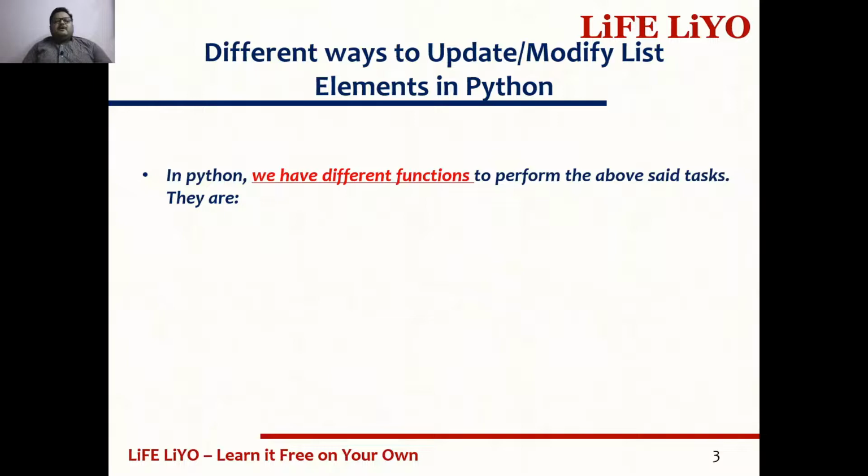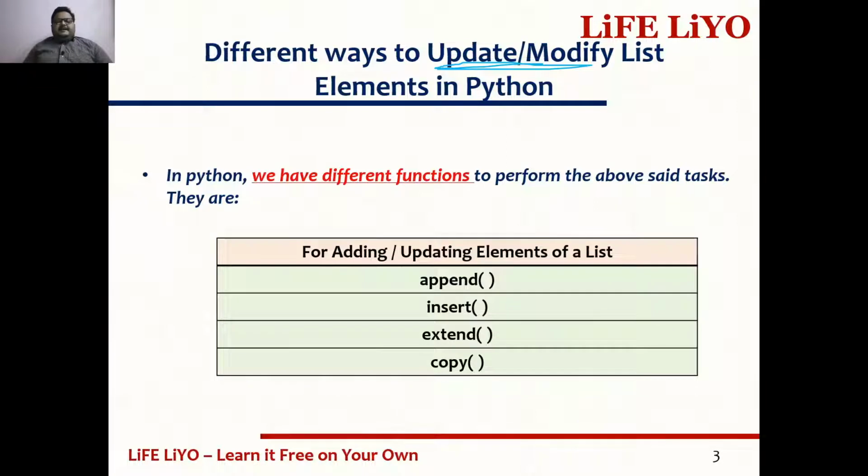What are the different ways or functions available to update or modify list elements in Python? In Python, we have different functions for performing tasks such as updating, deleting, creating or reading. Here we are talking about update or modify. After creating a list, if we want to update or modify it, we have different functions: the append method, insert, extend and copy. These are the four methods we have for adding or updating elements of a list.